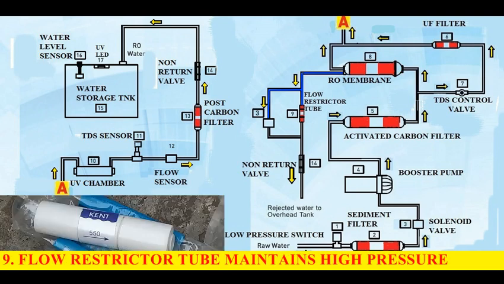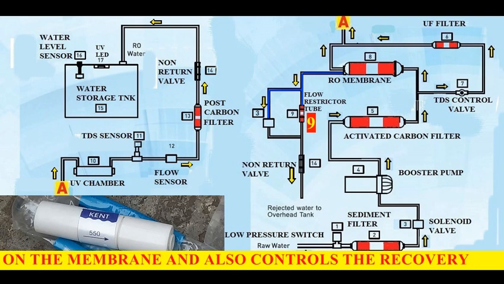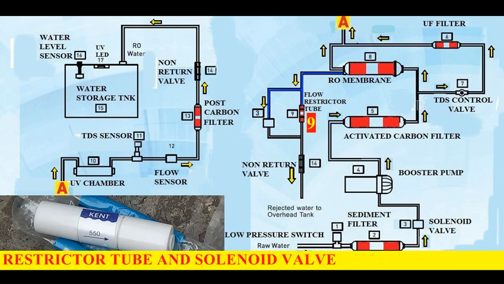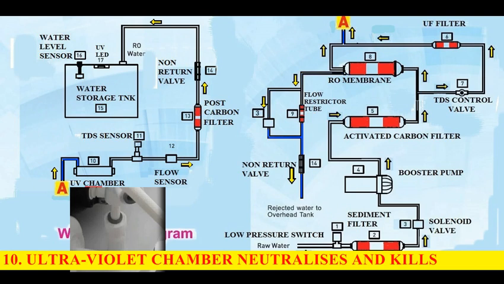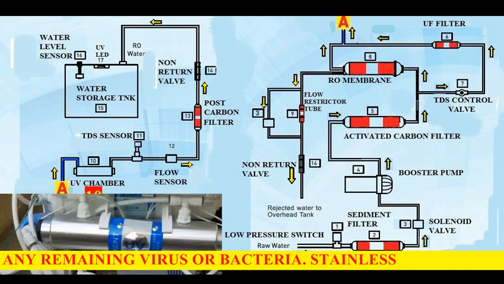Number 9, flow restrictor tube maintains high pressure inside the R.O membrane by creating back pressure on the membrane and also controls the recovery ratio of the purifier. Rejected water from flow restrictor tube and solenoid valve drains out via non-return valve. Number 10, ultraviolet chamber neutralizes and kills any remaining virus or bacteria.